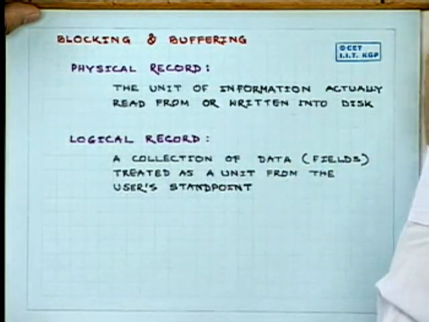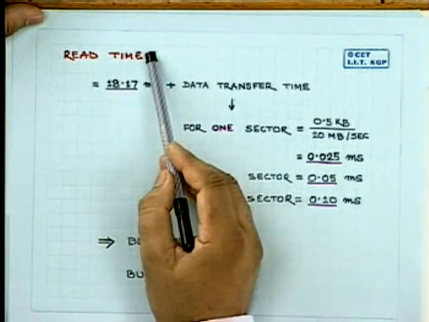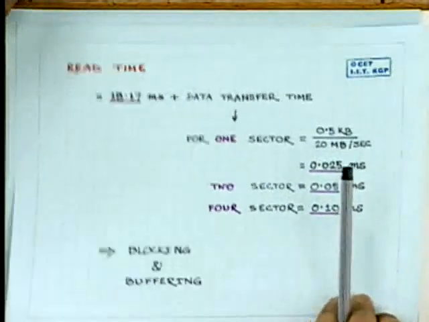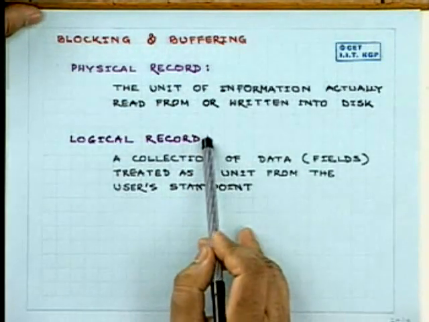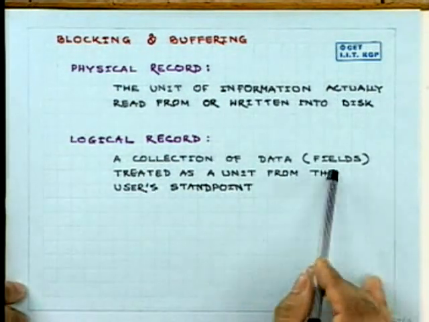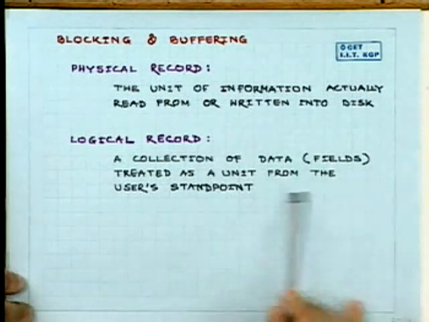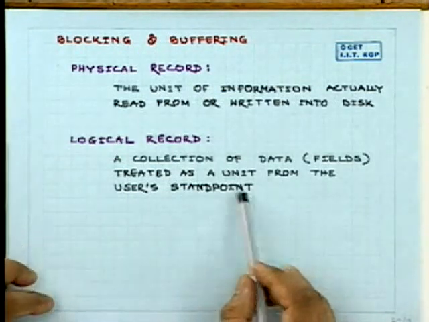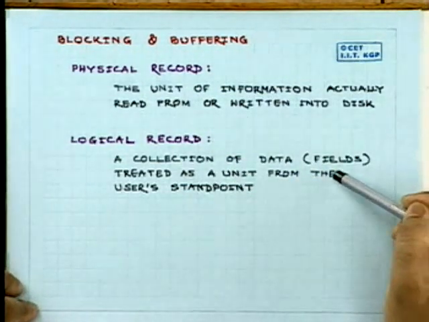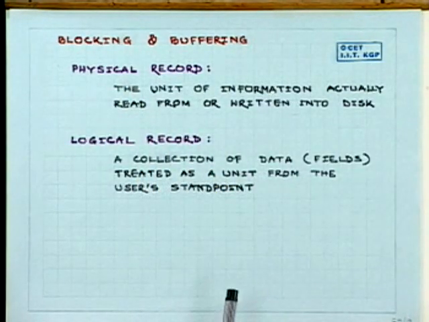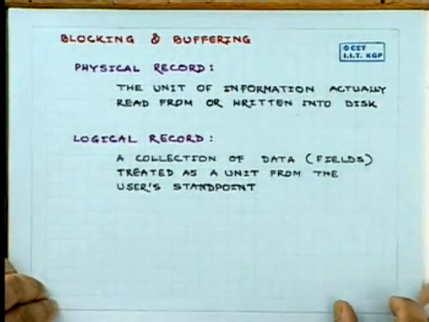Now, one thing is that whatever I talked about the read time naturally will be equivalently valid for the write time as well. And by logical record, we mean a collection of records, that means a collection of fields of the records treated as a unit from the user's standpoint. Therefore, this is our logical record as the user views it, and the physical record as the system views it, a block of information read from the secondary storage or written into the secondary storage.